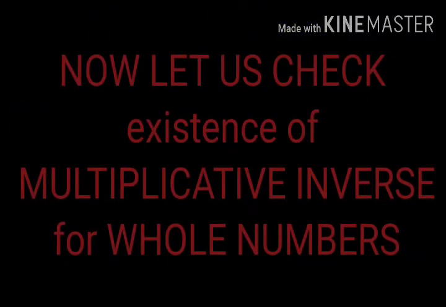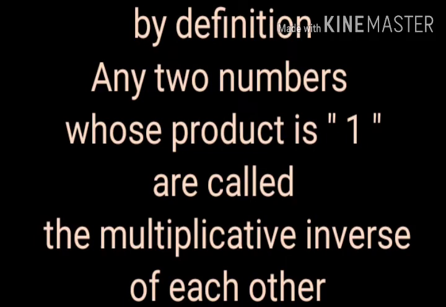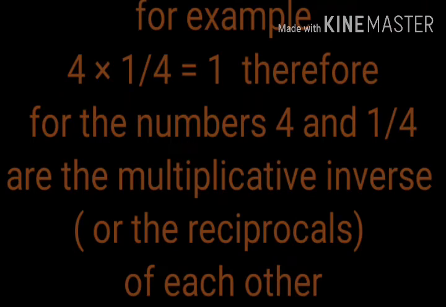Now let us check the existence of multiplicative inverse for whole numbers. By definition, any two numbers whose product is 1 are called the multiplicative inverse of each other. For example, 4 × 1/4 equals 1. Therefore, the numbers 4 and 1/4 are multiplicative inverses, or another name, reciprocals of each other.